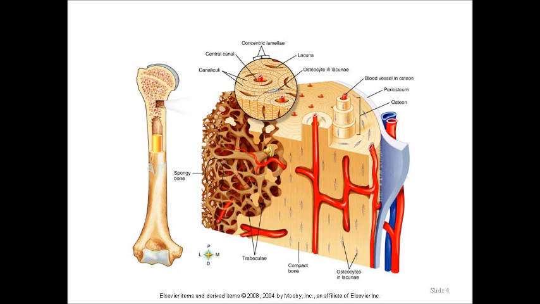You can see the blood vessels that actually pierce and go into the bone. They come along with the periosteum along the surface of the bone and then enter the bone at specific points.